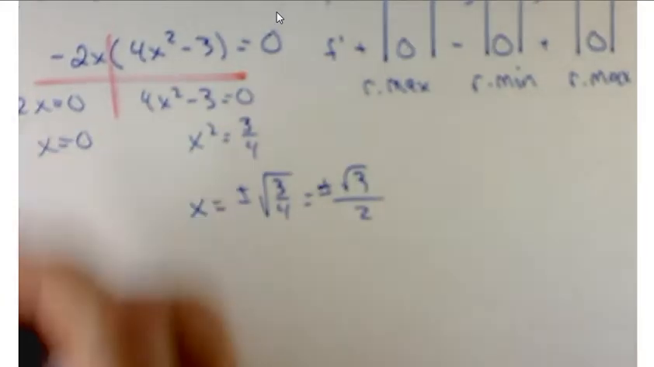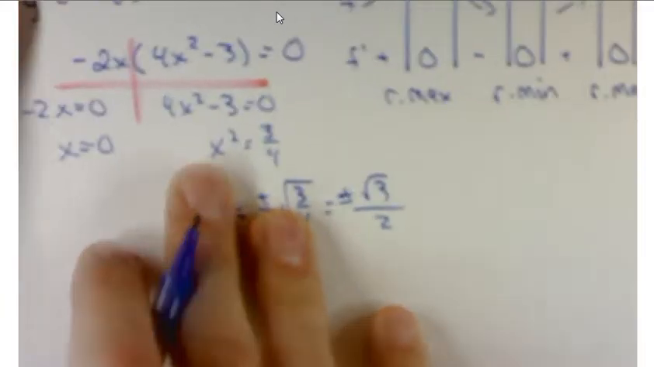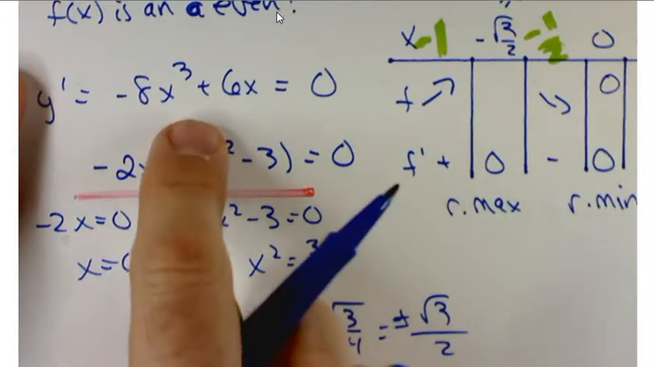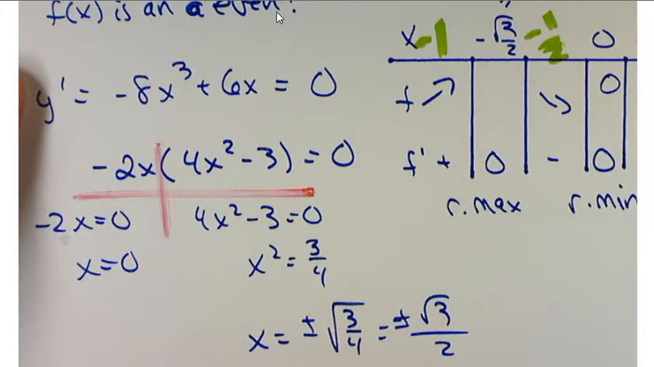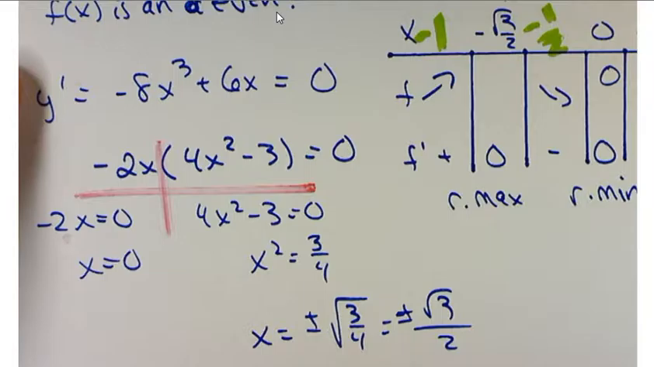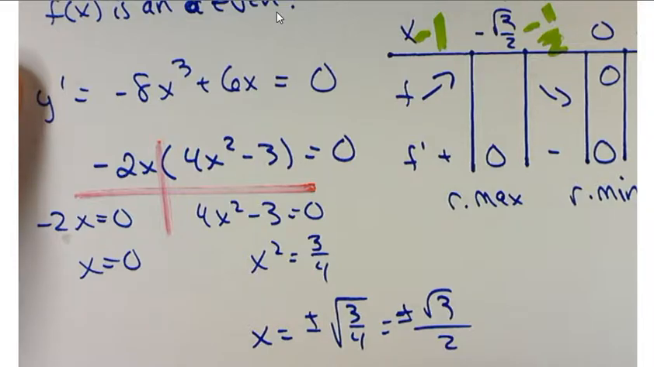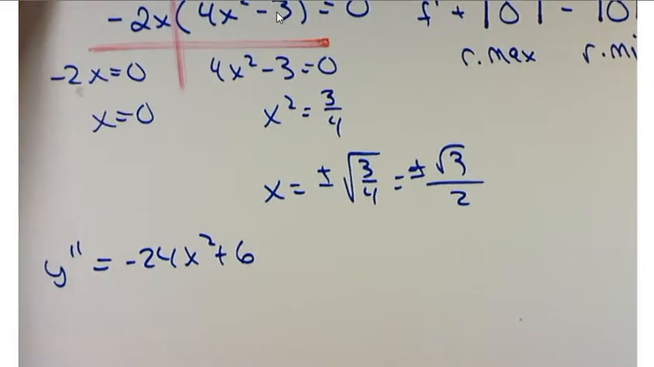Let's work on the second derivative. Like I said, this one's a pretty nice one to begin with. The first derivative is a nice polynomial. The second derivative is also going to be a nice polynomial. What's the second derivative? Thank you. Negative 24x squared plus 6.